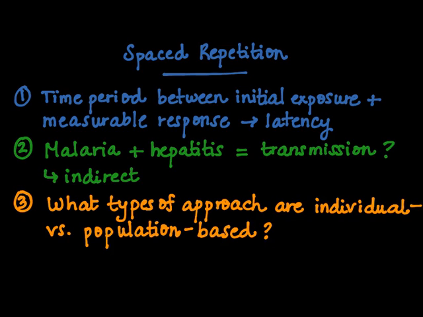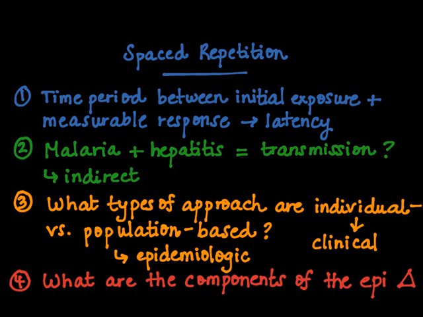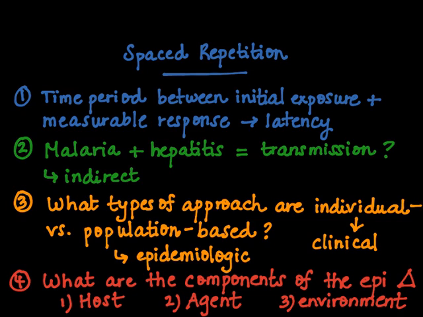Number 3, what types of approach are individual versus population-based? An example of individual would be your clinical approach, and an example of population-based is your epidemiologic approach to disease. Lastly, number 4, what are the components of the epidemiologic triangle? 3 components here, number 1 being your host, number 2 being your agent, and number 3 being the environment of which both of these belong.